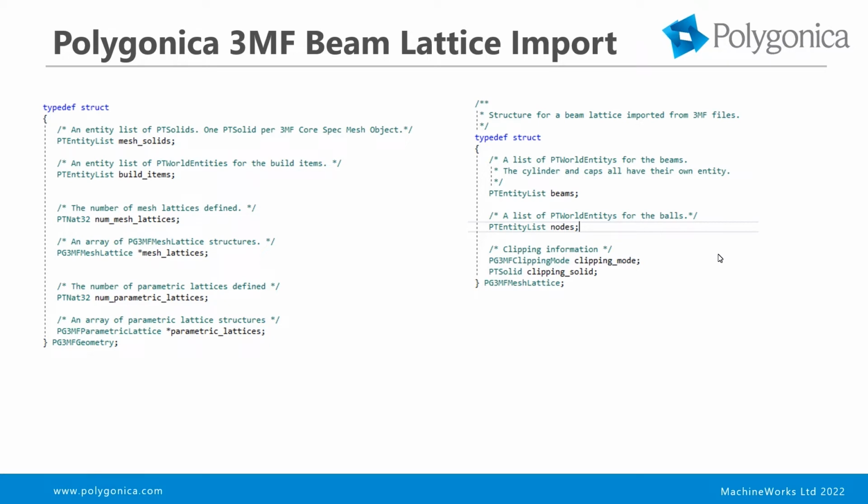On the right, you can see the structure of each mesh lattice, which has a list of world entities for beams and a similar list for nodes, plus an optional reference clipping solid.